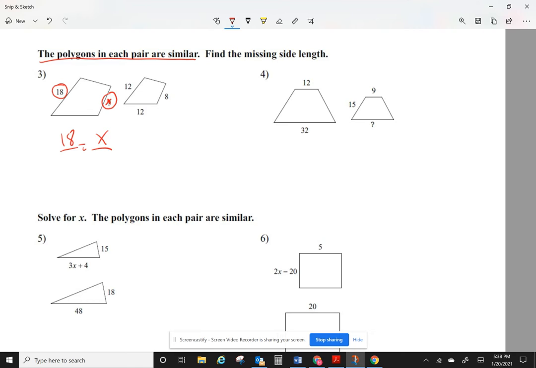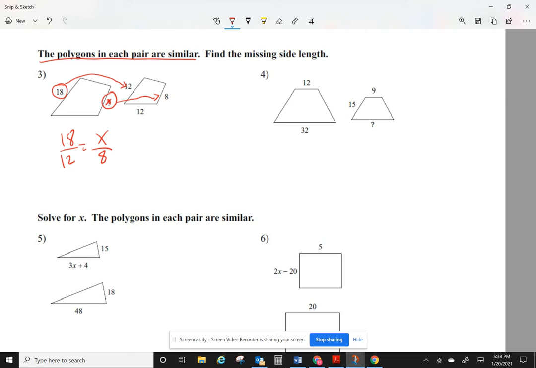It doesn't matter. Okay. Now, I noticed that 18 goes with 12. On the other picture, 18 goes with 12. And X goes with 8. I'm not going to use all the numbers sometimes. So there's some numbers that I'm not going to use. I just need two numbers from each figure. I may be given more.